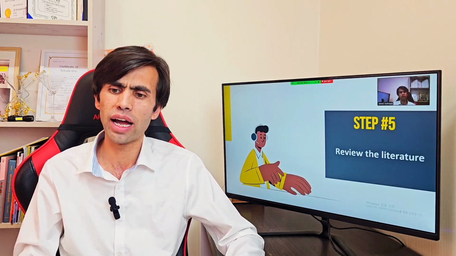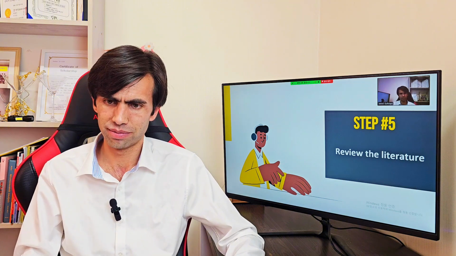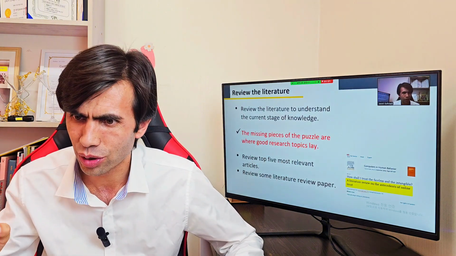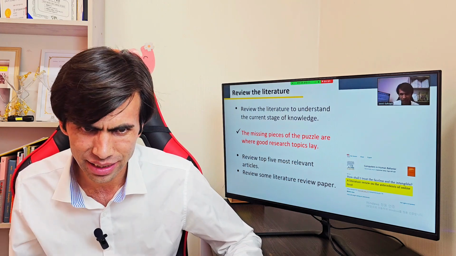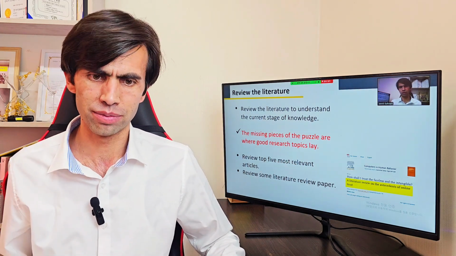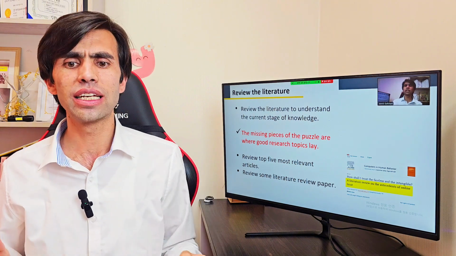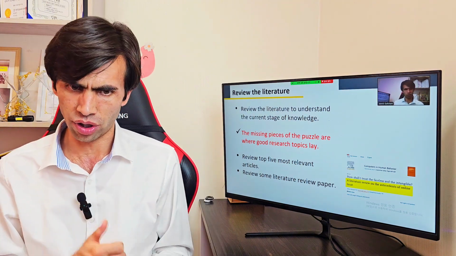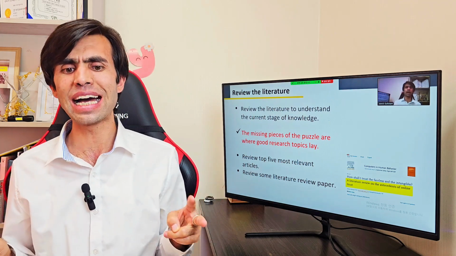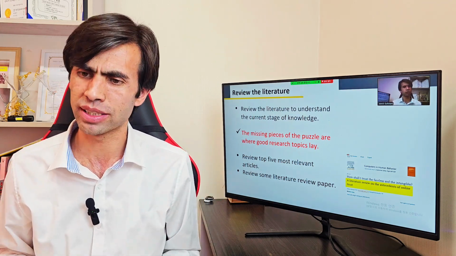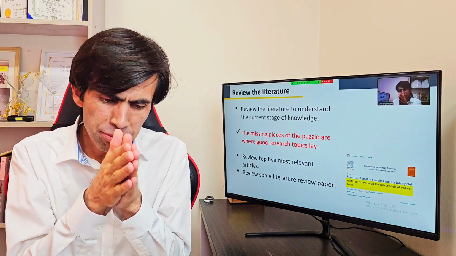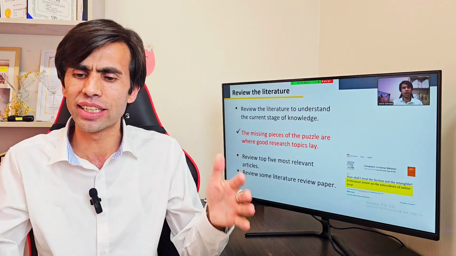And then step number 5 is review the literature. When you choose your narrow research area or research interest, now is the time to review some literature related to that niche area. Review the literature to understand the current state of knowledge. And actually the missing pieces of the puzzle are where good research topics lie. So find out what pieces are missing in the other literature.